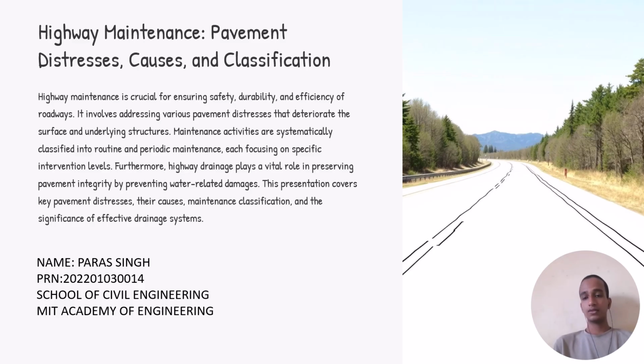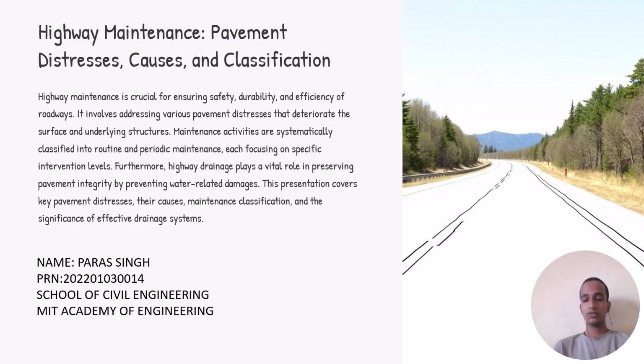of roadways. Also, we have to address various pavement distresses, meaning the loads that are acting upon the highway, so that there is no damage to the highway, and as a result, activities such as rutting and fatigue do not occur. Also, maintenance activities are of different kinds, such as routine and periodic maintenance. Routine maintenance is done over a shorter span of time, and periodic over a longer span of time. And each focuses on a specific type.